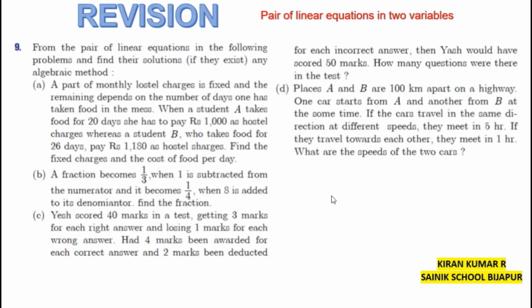Question number 9. Again we have a word type problem. We have to form the pair of linear equations and find the solution by any algebraic method. When they give any algebraic method, we have the option: either we can solve by substitution method or by elimination method or also by cross multiplication method. There are 4 sub questions here. I'll take each one of them. I'll make the equations. Later on, you can solve them.